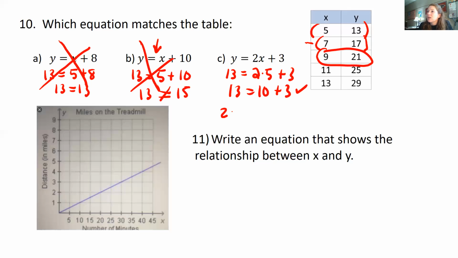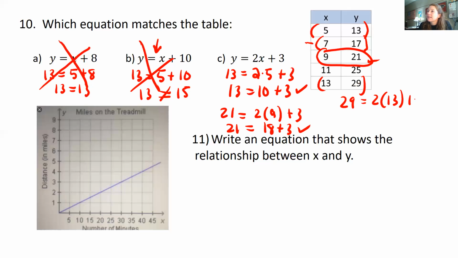So 21 is our Y, 9 is our X, 9 times 2 is 18. Is 18 plus 3 21? Yep, that one works. And we'll just try one more just for triple checking. If Y is 29 and X is 13, I know that 13 times 2 is 26, and is 26 plus 3 equal to 29? Yep, we are correct. So letter C works for the whole table.